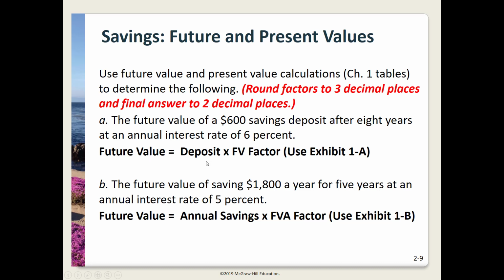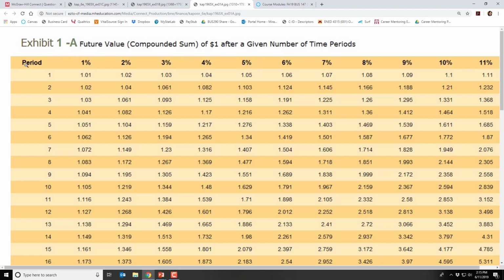We have a single deposit of $600, and so we need to identify the future value factor. Since it's a single deposit, we're going to be using Exhibit 1A. So we're looking at the period column, and we're going to go down to the 8 years row, because we're looking at 8 years.